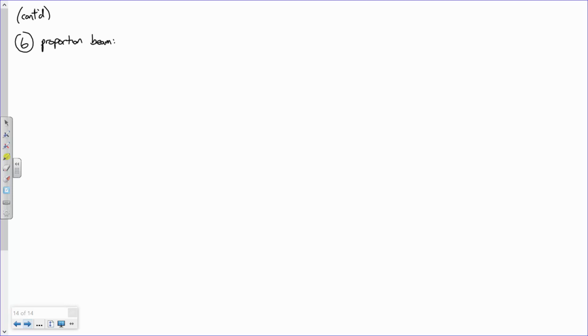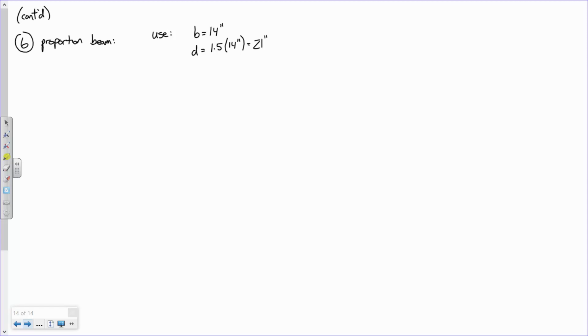Okay, so this is what I propose that we use for this beam. Let's use B equals 14 inches. If B equals 14 inches, let's use D equals 1.5 of that. And what is 1.5 of 14 inches? 21. All right.